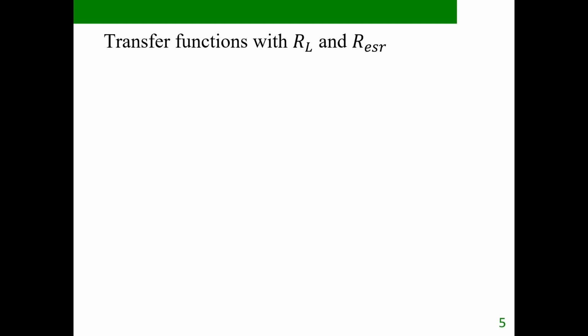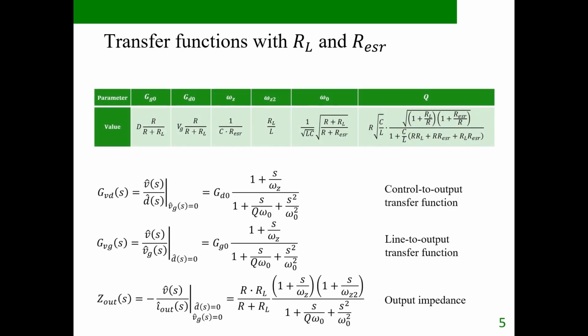Now that we have included both parasitic components, the inductor resistance RL and the capacitor ESR, we can write the complete small signal transfer functions of a buck converter. Here are the final expressions for the control to output transfer function GVD of s, the line to output transfer function GVG of s, and the output impedance Zout of s.